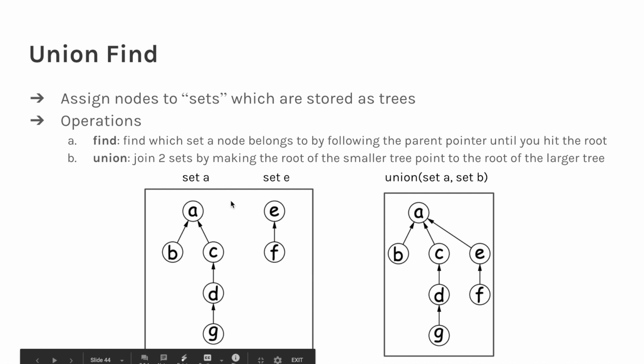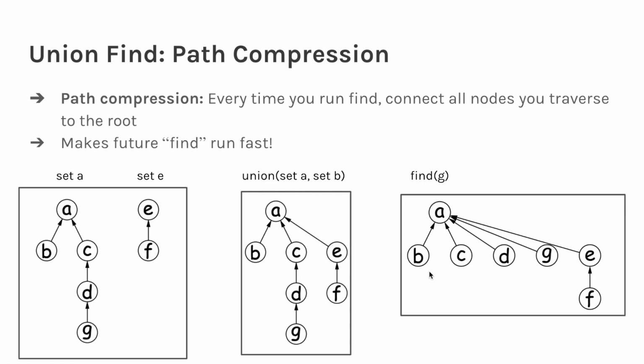We achieve this by storing the elements in trees, and when we union together two sets, you make the root of the smaller tree point to the root of the larger tree. So say we're connecting D and F. Then you'd find the root of D, which is A, you'd find the root of F, which is E, and you connect E to A because E's tree is smaller. So the resulting union will look like this.